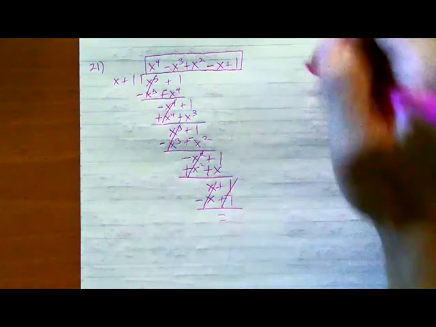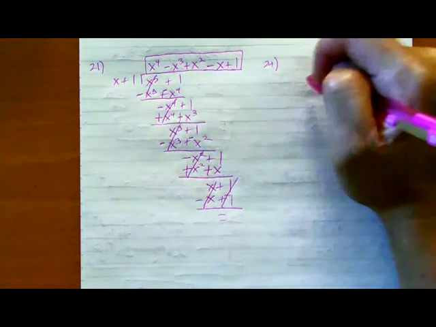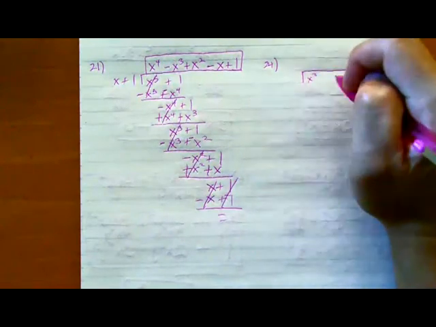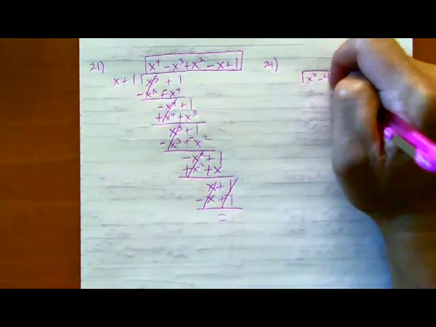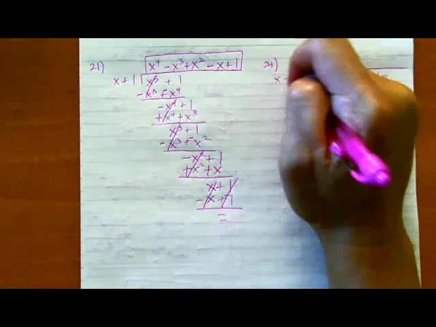Number 24. X to the third minus 4x to the second plus x plus 6 divided by x minus 2.